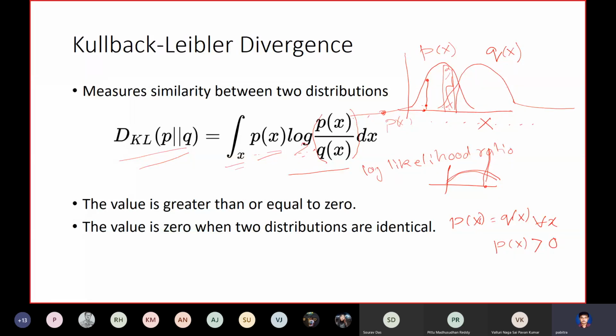In general, the Kullback-Leibler measure is 0 if P identically equals Q. Right, and we denote it by this symbol. All right, so can you tell why it is greater than or equal to 0? Equal to 0 if they're equal, fine. But in general, can anybody tell why it will always be greater than or equal to 0? Let us see why that happens.